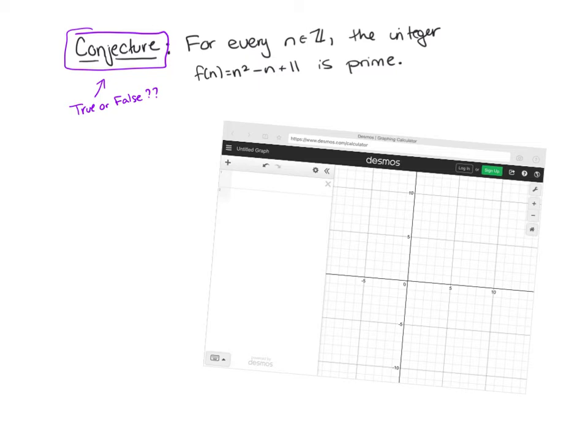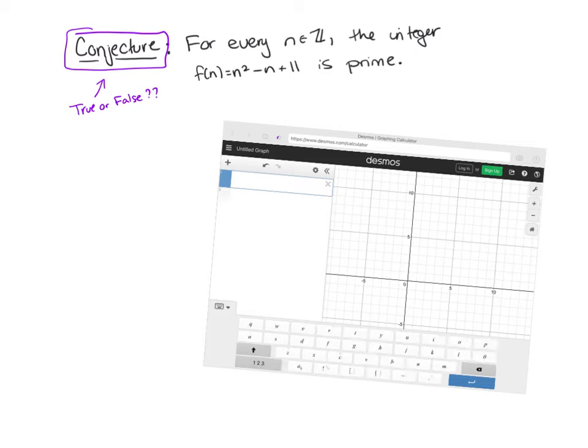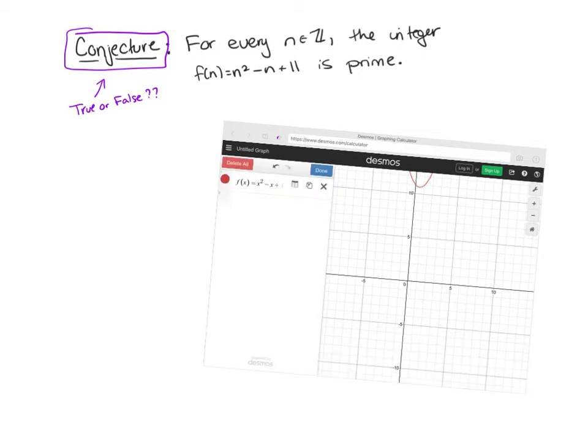So let's go ahead and see if we can determine whether or not this is true or false. I've got Desmos here to help us, so we can actually compute a lot of values of this. So let's pop into here, and I'm going to put in my function. We'll say f of x, I'll just call my variable x there, is equal to x squared minus x plus 11. And then we can go into our settings and pull in a table.